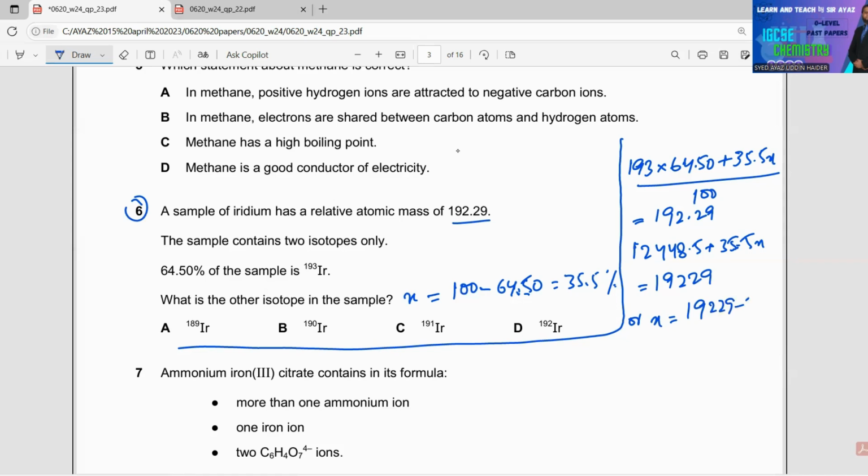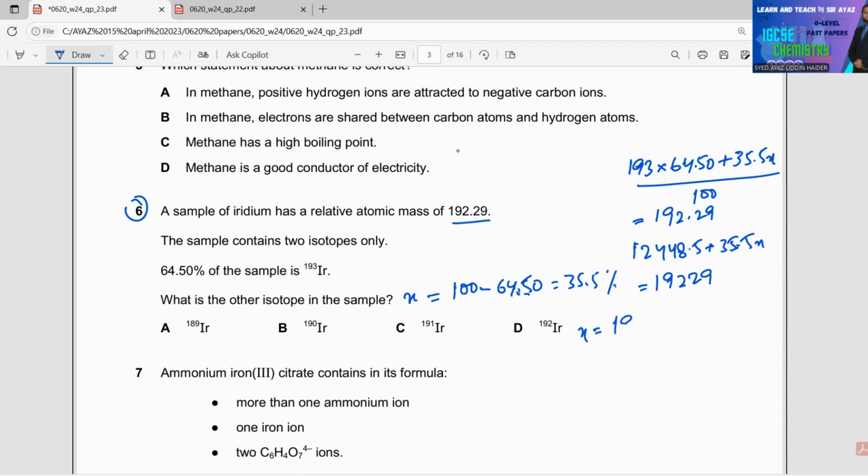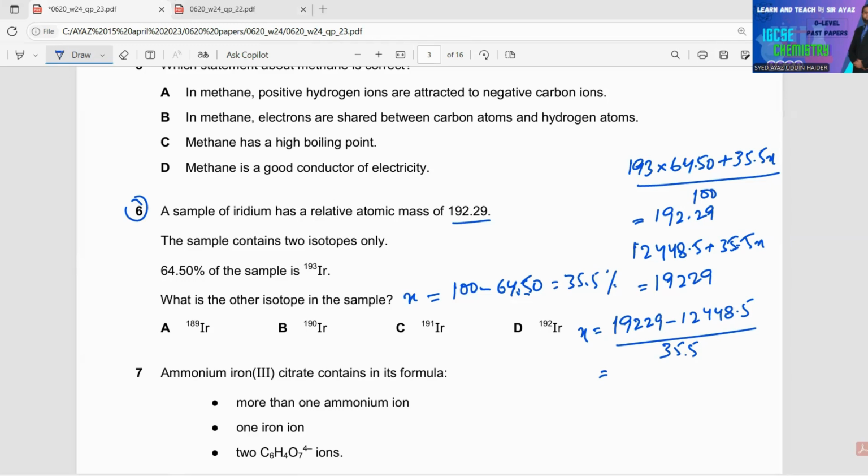19,229 minus 12,448.5. So x is equal to 19,229 minus 12,448.5, divided by 35.5. So what will we get? 19,229 minus 12,448.5 divided by 35.5 gives 191. C must be the right answer for MCQ number 6.